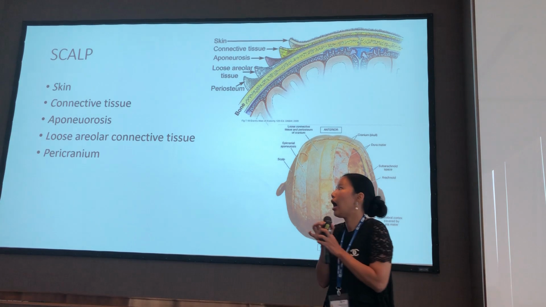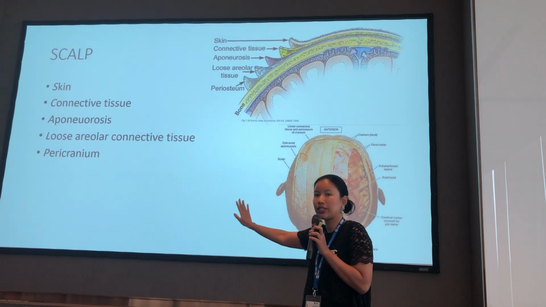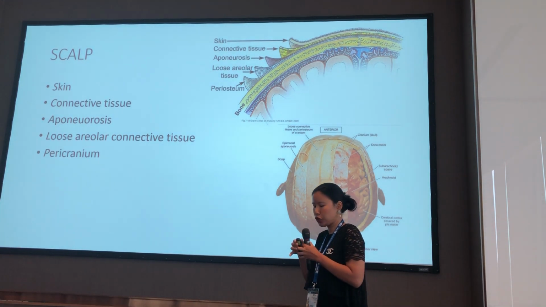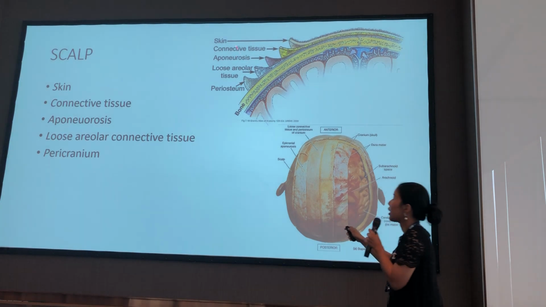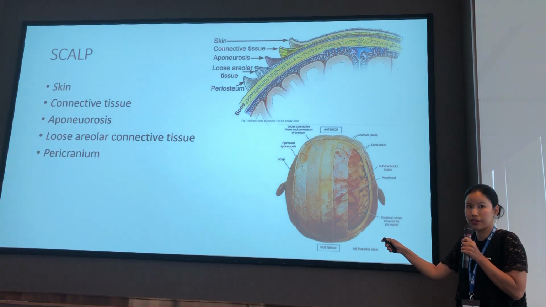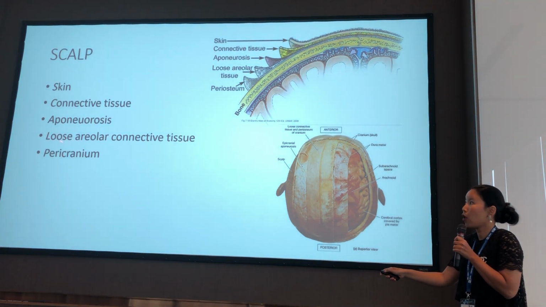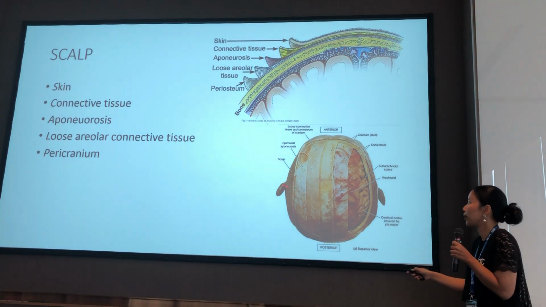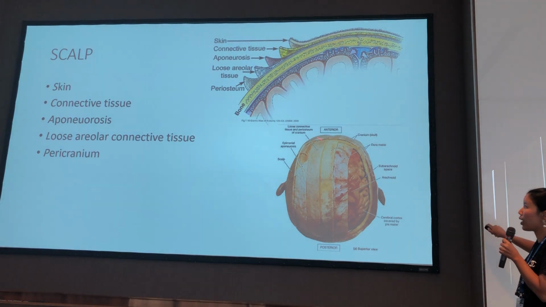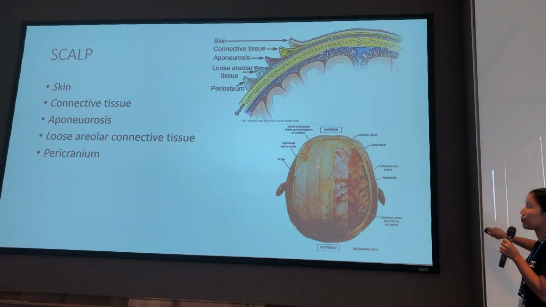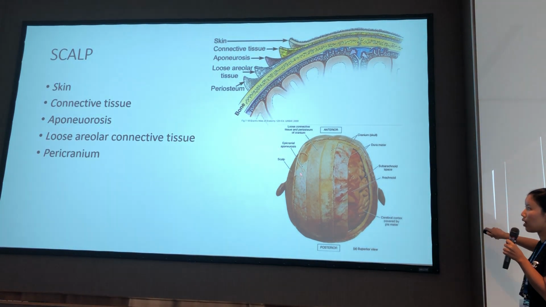And for the scalp, you have to remember this, it is very important. SCALP: S is for skin, C for the connective tissue, A is for the aponeurosis, or what we call the galea. L is for loose areolar connective tissue, and P is the pericranium. And you can look here. This one is the cranium. This one is the loose connective tissue and the periosteum of the cranium. This one is the aponeurosis, and this one is the scalp skin.